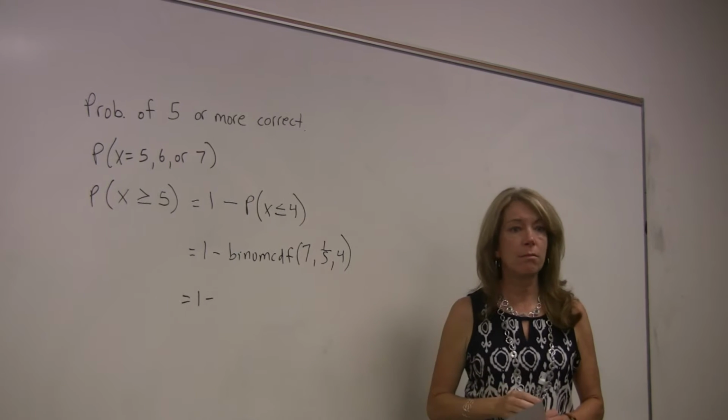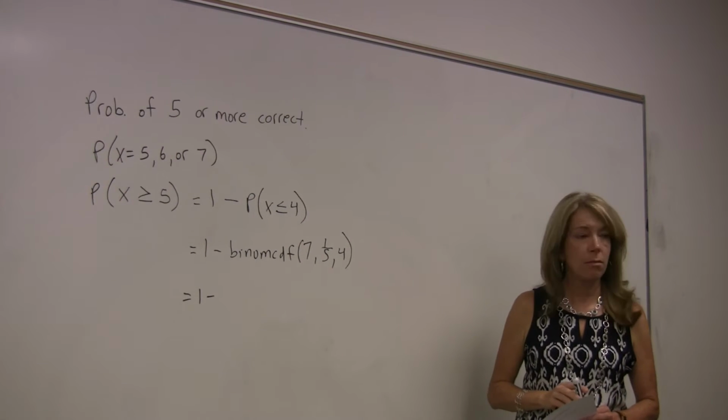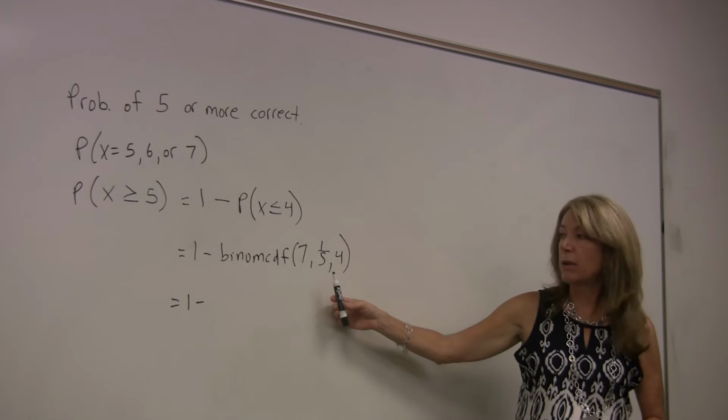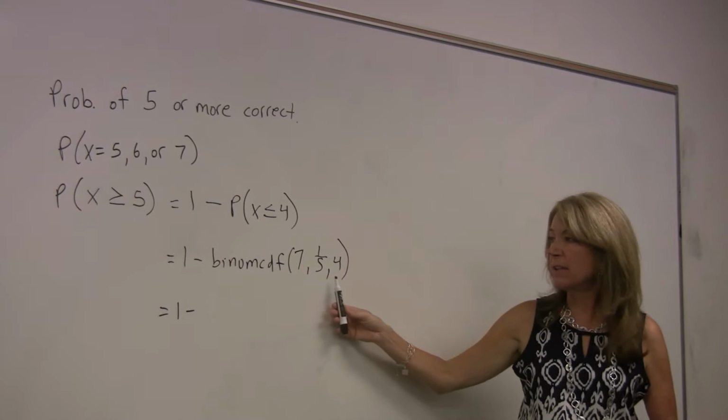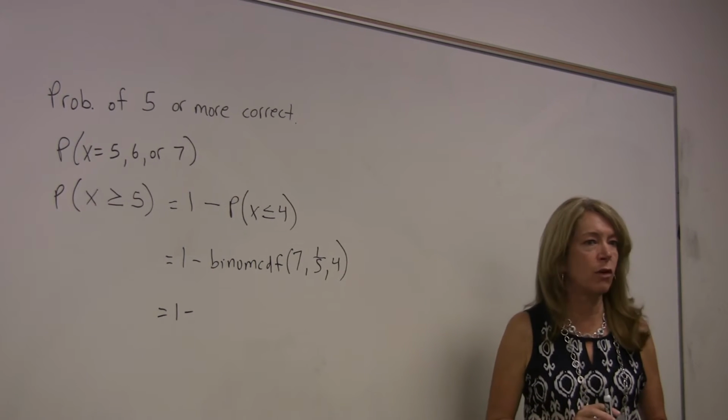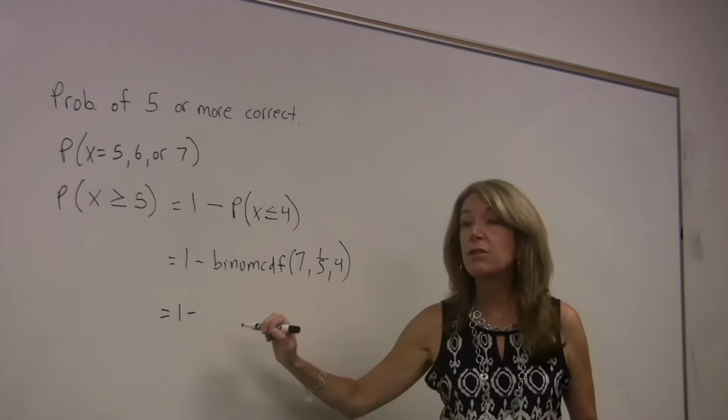I wanna know what the answer is to this part. This binomial CDF with 7, 1/5, and 4. 0.9667?